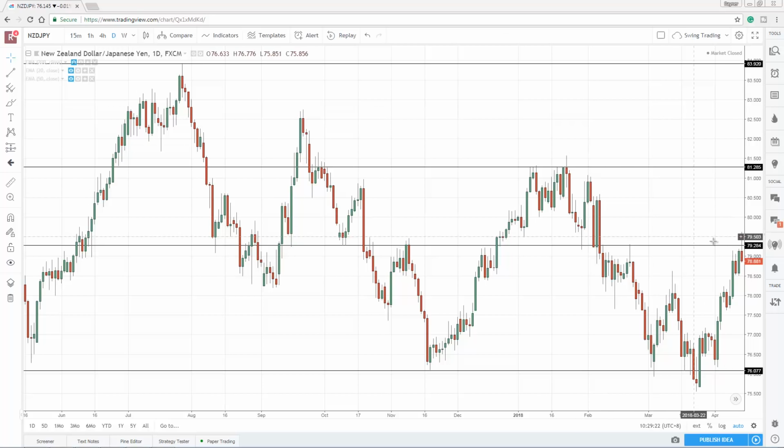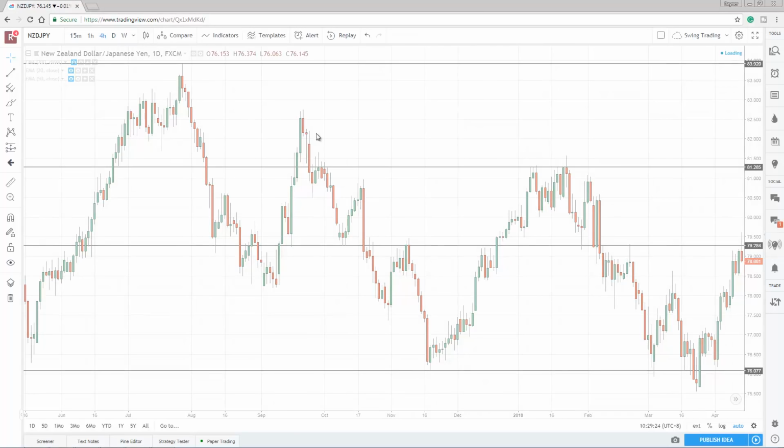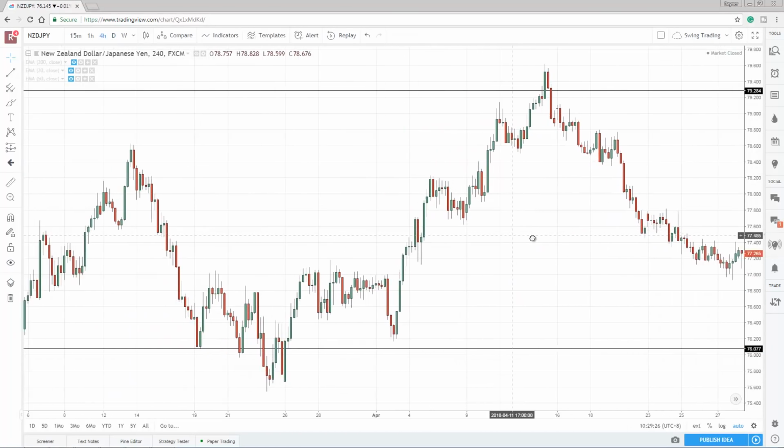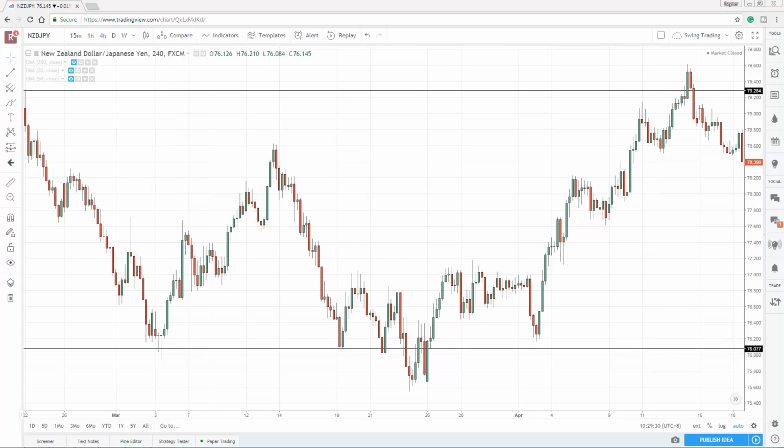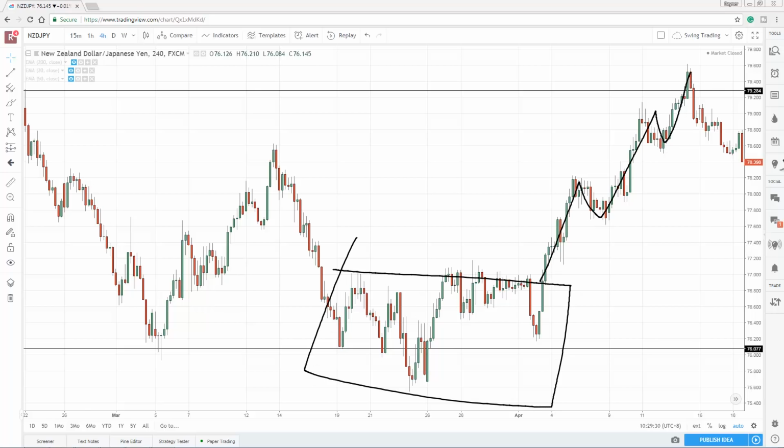So anyway, this wasn't the setup I traded. In fact, what I traded was on the 4-hour time frame. It looks something like this. You can see that this market on this 4-hour time frame looks like an uptrend with this range. The market made a series of higher highs and higher lows.